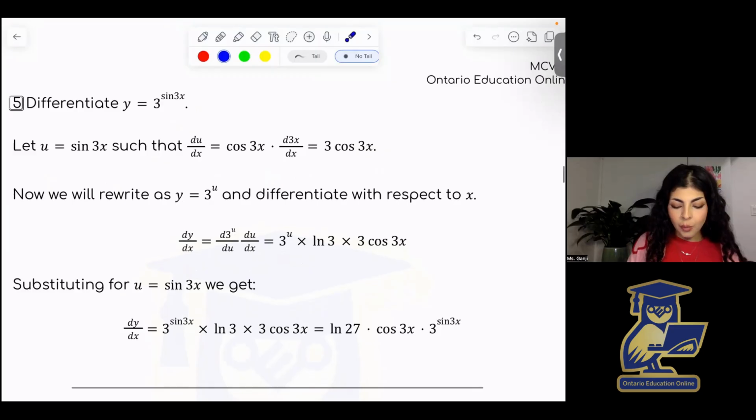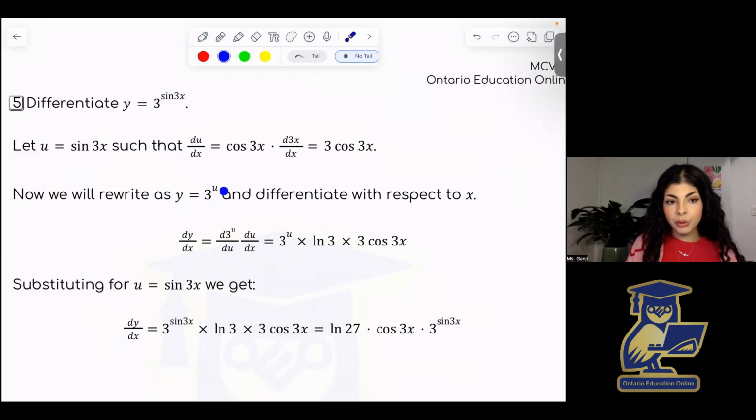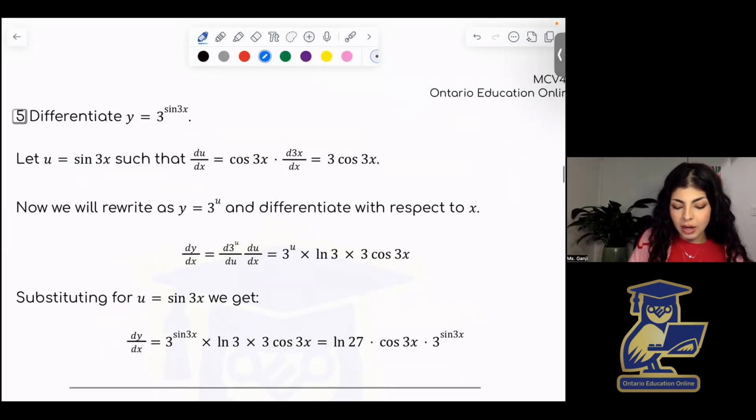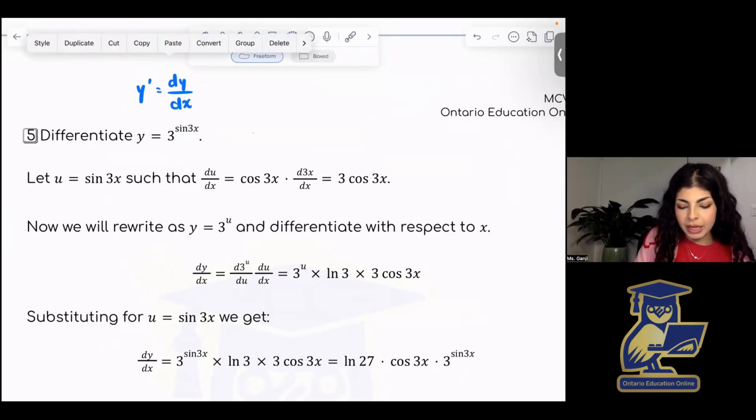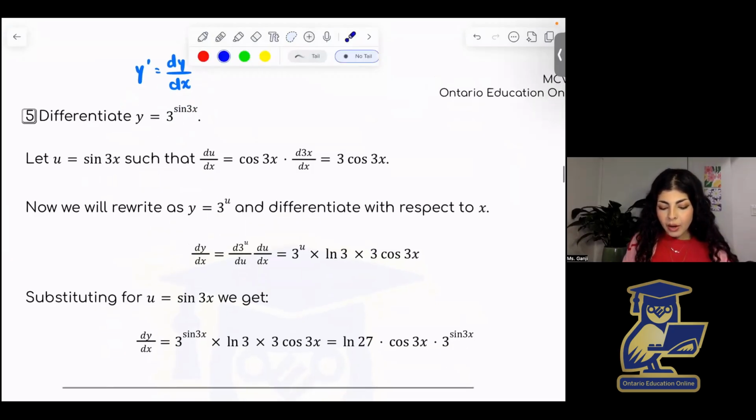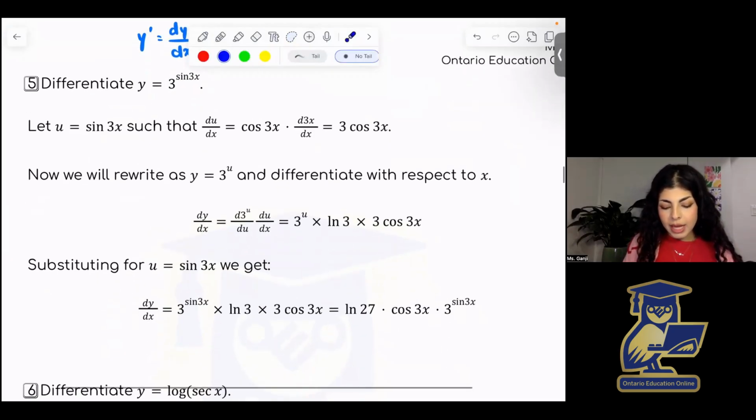Now, writing y as 3 to the power of u with our change of variable, we can differentiate with respect to x, which is, again, what we originally wanted. When we find y prime, this is just dy by dx. And that's our goal to begin with. Now, dy by dx is going to give me d of 3 to the power of u by du and then du by dx, which we already found up here, and this was 3 times cosine of 3x.